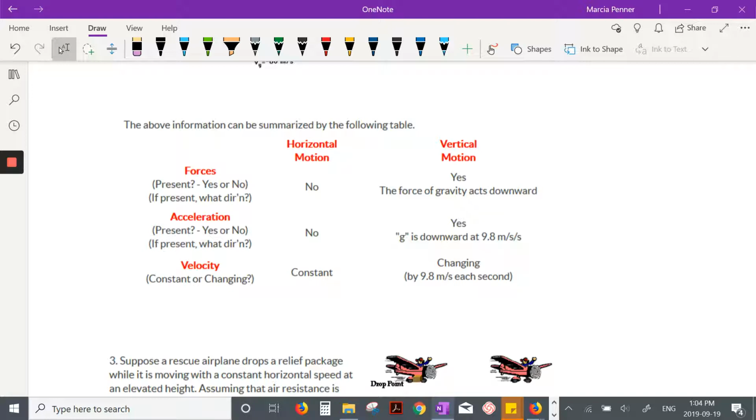In the horizontal, is there a force present? And the answer is no. Uniform motion indicates that there is no force at work. Everything is kind of just staying the same, and so it is just moving along, carrying on its business with no change. Acceleration, again, no. If there's no unbalanced force at work, there's no acceleration, and the speed and direction of our object is remaining constant. And then we can see that here with velocity, it is remaining constant.